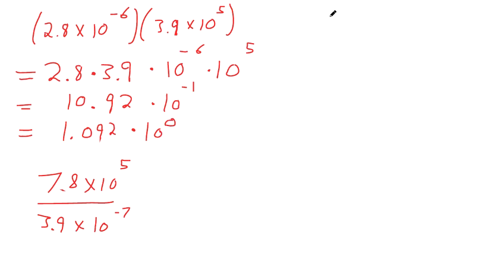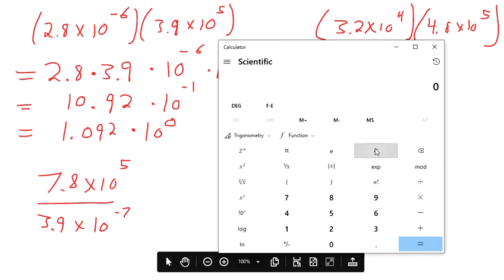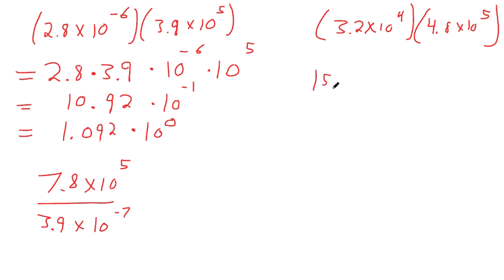Like here's another example of multiplication. 3.2 times 10 to the 4th times 4.8 times 10 to the 5th. So I'm going to multiply the plain old numbers. The 3.2 times 4.8, it's 15.36. And then when we multiply 10 to the 4th times 10 to the 5th, that makes 10 to the 9th. But it's not scientific notation. I've got to move this decimal 1 place to the left. So I shrunk this number. I've got to balance that by increasing this number from 9 to 10. Okay, so that's what we were doing in that last step.